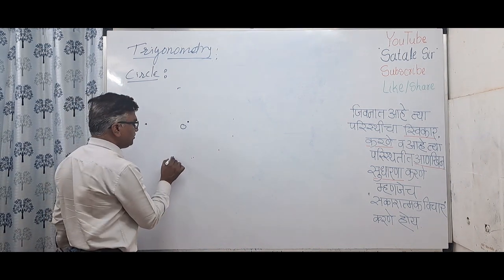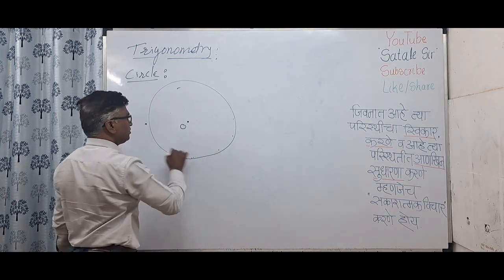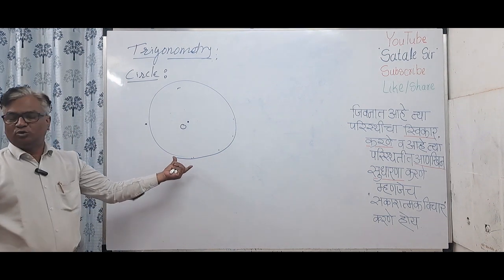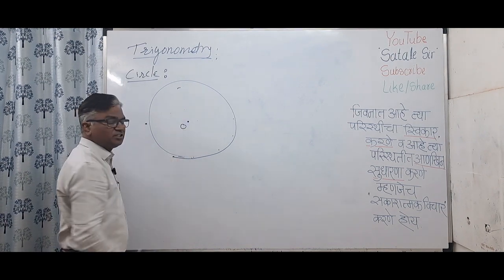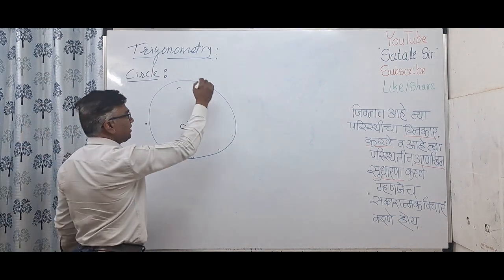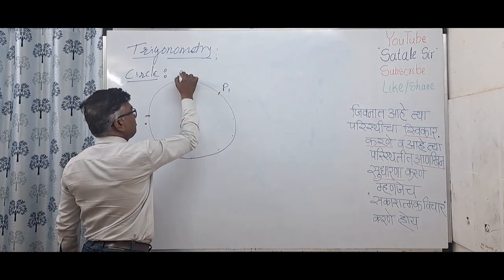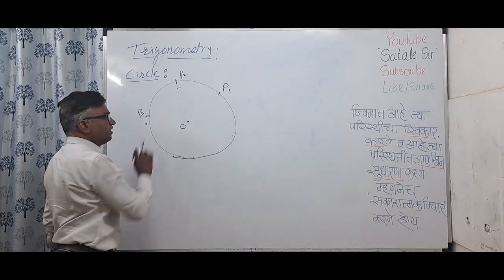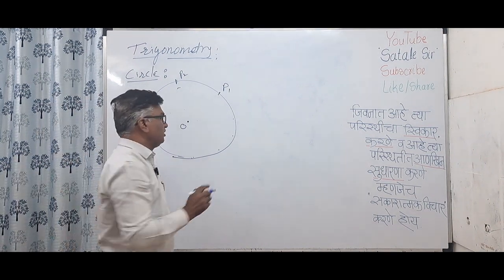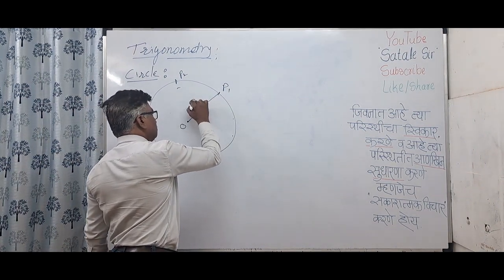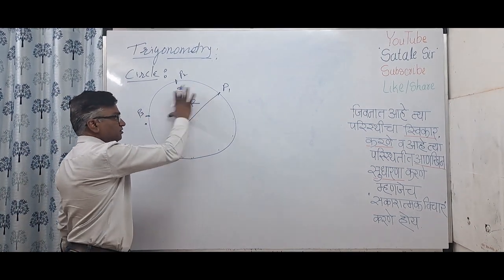Now, locus of such points means what? You will have infinite points. If I join all these infinite points, it will look something like this. This may not look like a circle, but this is a locus of all points which are equidistant from point O. That means if I consider any point here, P1, P2, P3, all these points are at some equal distance from point O, and that equal distance is denoted as capital R, and it is called the radius of this circle.